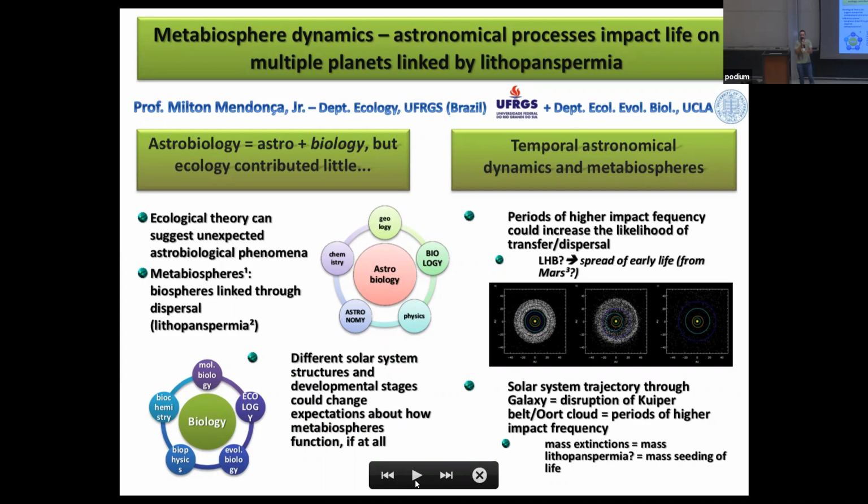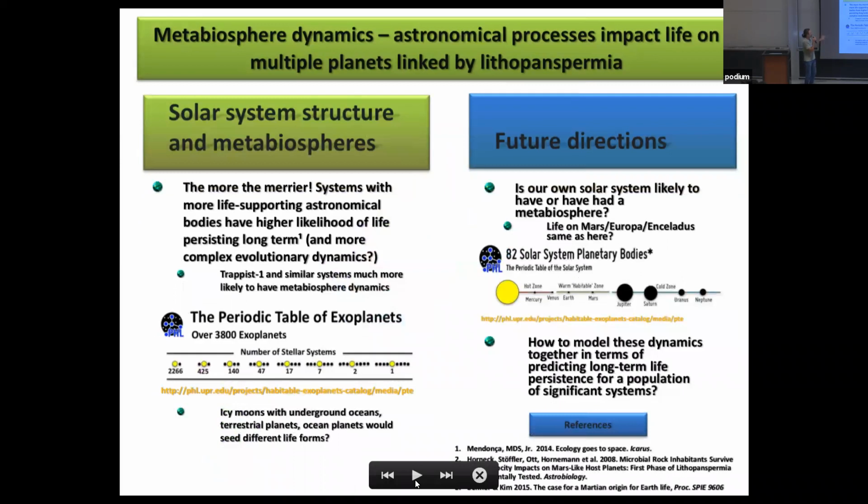Next slide. Of course, you have systems like TRAPPIST-1 in which you can probably have more planets in close proximity, in which this is much more likely to happen than probably in our solar system.